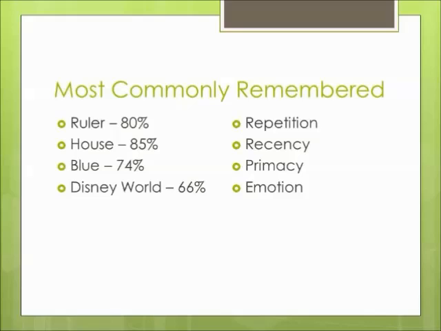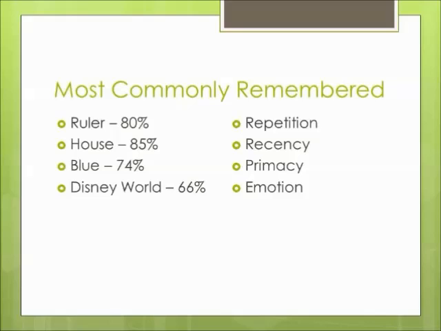Blue, you might have recalled blue because of the idea of primacy, meaning that it was the first thing on the list. And when we want to remember something, we often remember the first and last items on the list and often forget the middle items. We call that the serial position effect. And then emotion, if it evokes an emotional memory, then you're more likely to recall the information. So, for instance, the word Disney World might invoke a family trip or a memory of Disney, and it has meaning to you. So it's kind of interesting in how it works with how memory is processed.